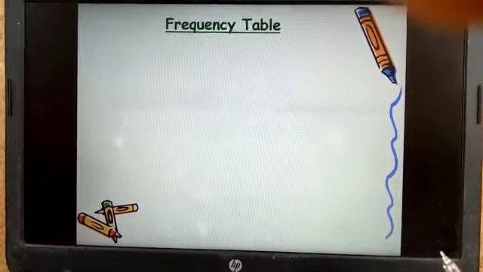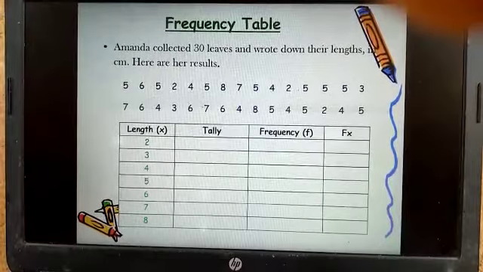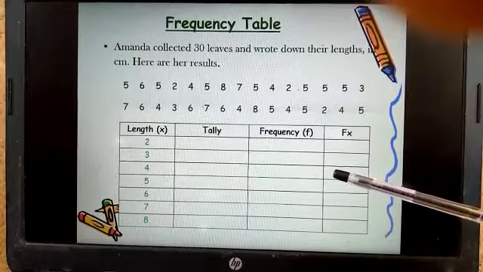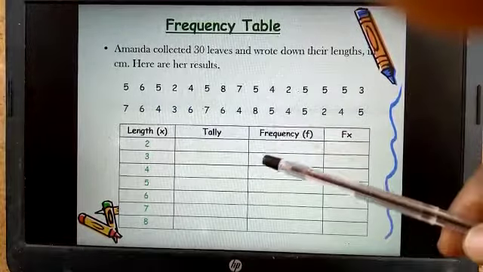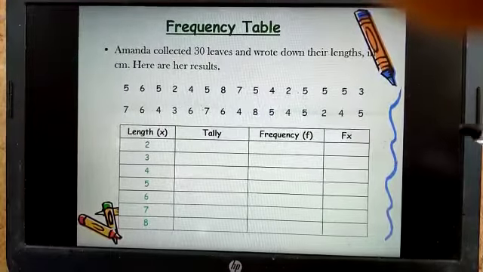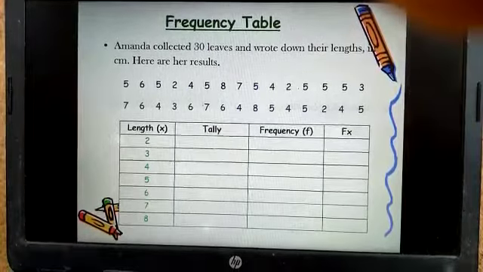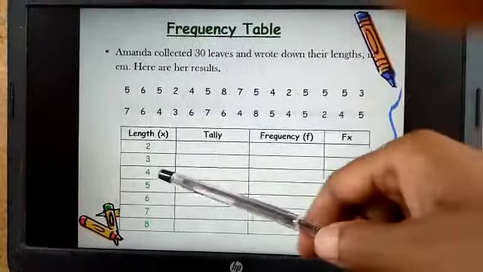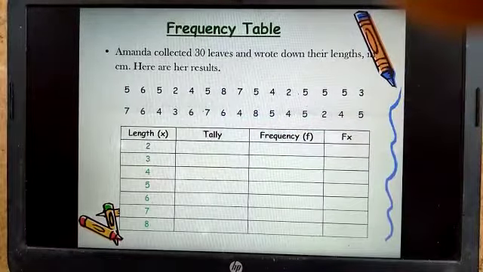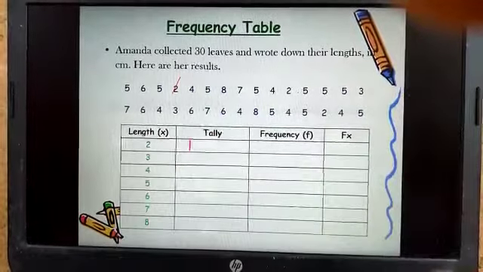Okay. Compare your answer with mine. Now, as you can see, this is the construction of a frequency table. The length, the tally, the frequency, and the product of frequency and x. So we need to fill in the necessary lengths. Now, how many 2s do we have? You scan through the data. We have 1 two here. You cancel it, and you bring 1 tally.